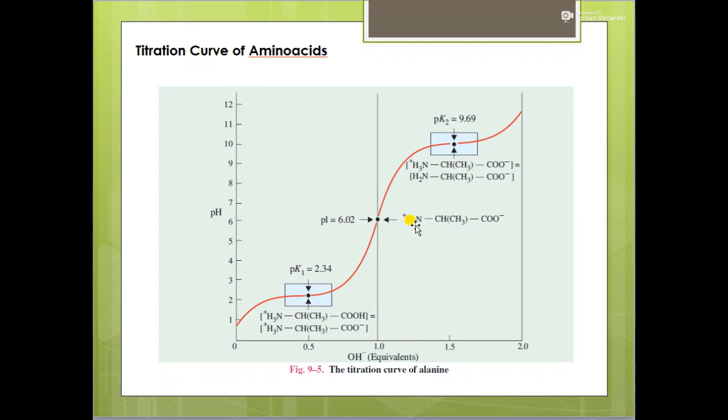So these are some of the characteristics I would like to talk about regarding the physical properties of amino acids. Thank you for now.